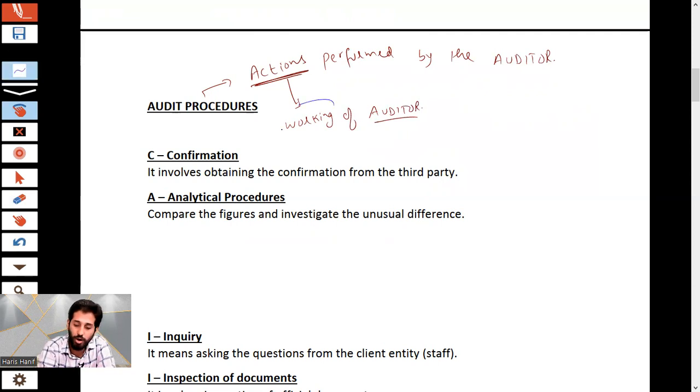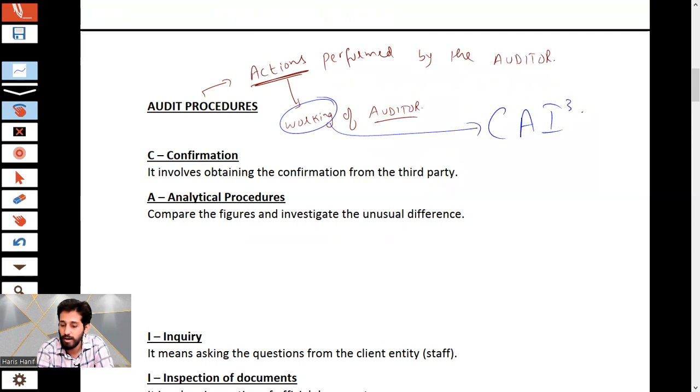And what are the workings of the auditor? You can simply remember by this mnemonic, CAIRO. C-A-I-R-O, CAIRO, I3 R2, CAIRO. This is a very simple mnemonic. And these are the actions of the auditor. Now let's study these abbreviations. That is C for confirmation.